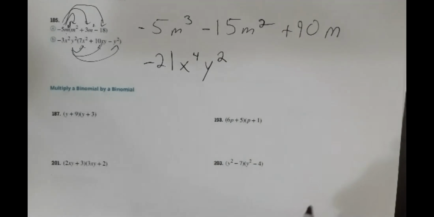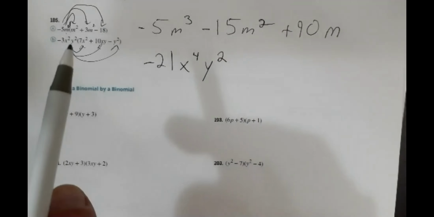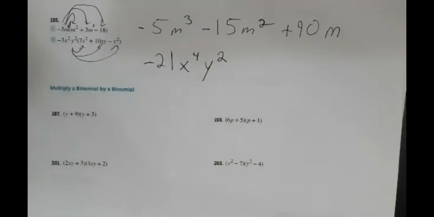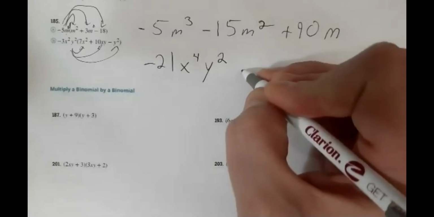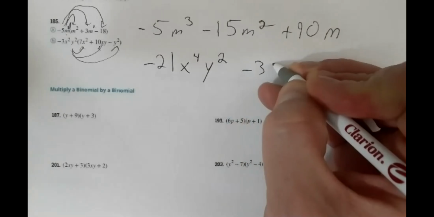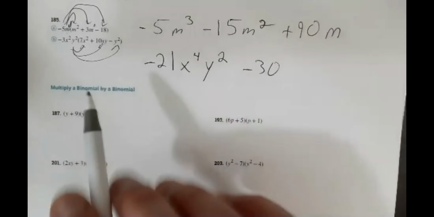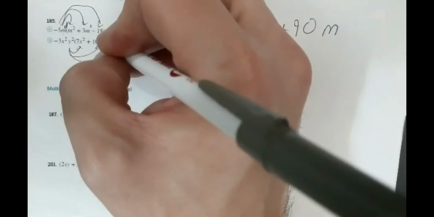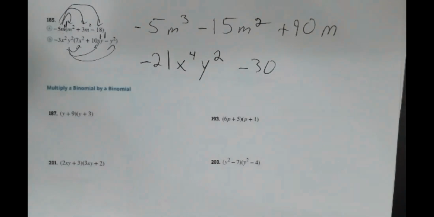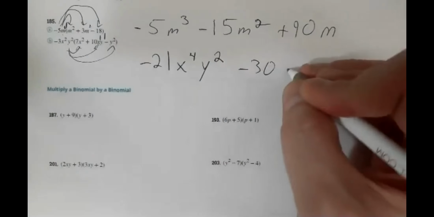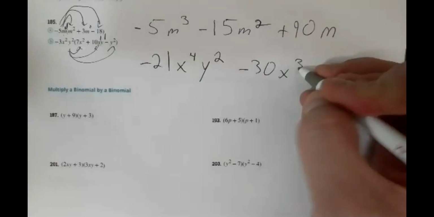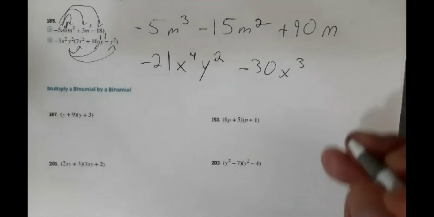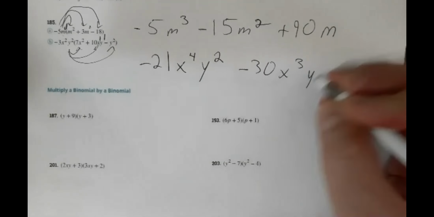So the next thing, minus 3 and 10 is going to give me what? Minus 30. And I have an x squared, and I don't see it here, but there's a single power of x. So 2 and 1 is going to give me x to the third, and y to the third.